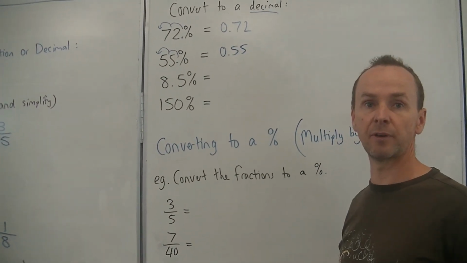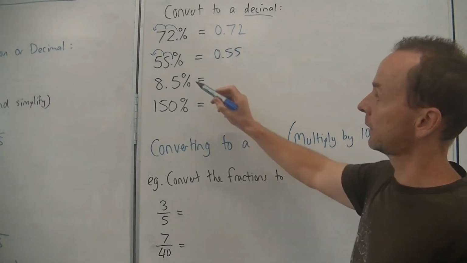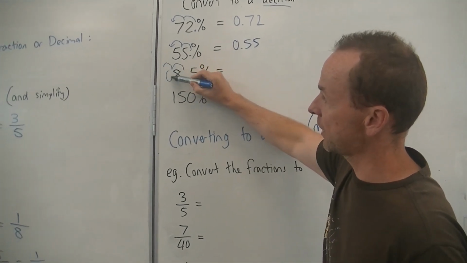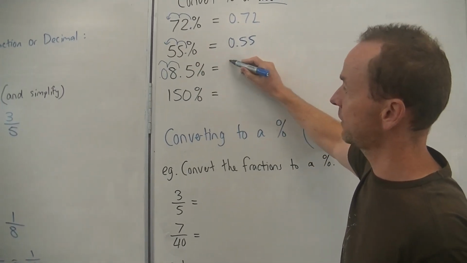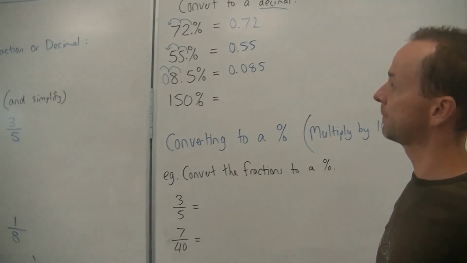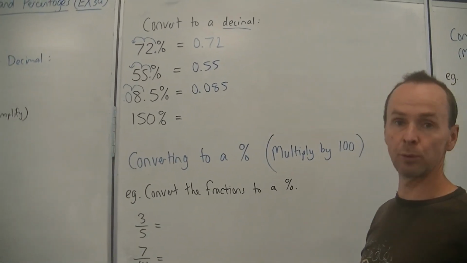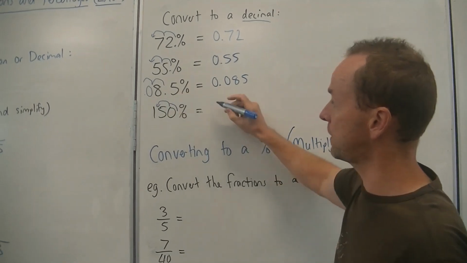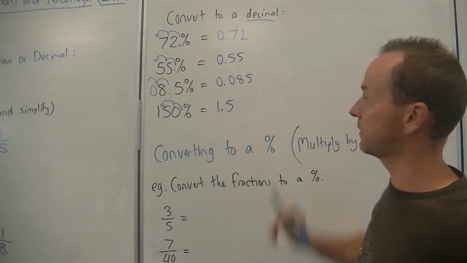55% is 0.55. Next one, 8.5%, move it back 2 spots, but remember you're going to put a 0 there, so be careful with this one. So it's 0.085 as a decimal. And the last one, move it back 2 spots again, 150% is 1.5 as a decimal.